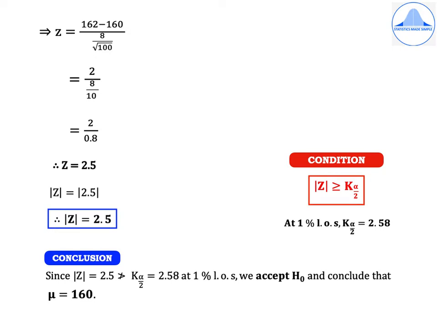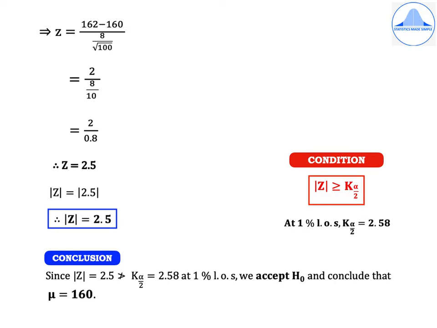or z is equal to 2.5. Now for a two-tailed test, the condition is mod z should be greater than or equal to k alpha by 2, and if this condition is satisfied, then we reject H naught, otherwise we accept H naught. So at 1% level of significance, k alpha by 2 value is now 2.58. So find out mod z, it will be modulus of 2.5. Therefore, mod z is equal to 2.5.